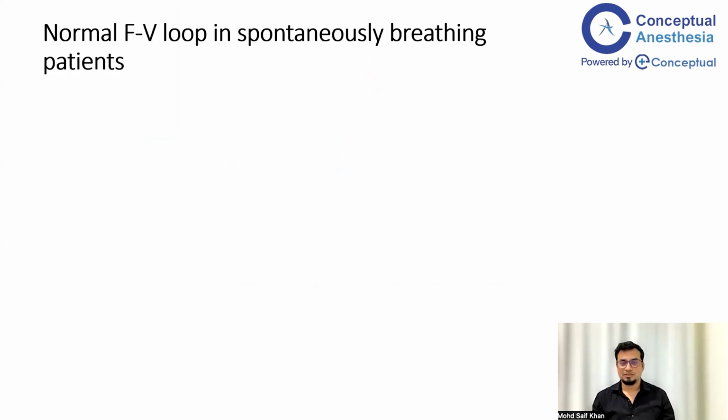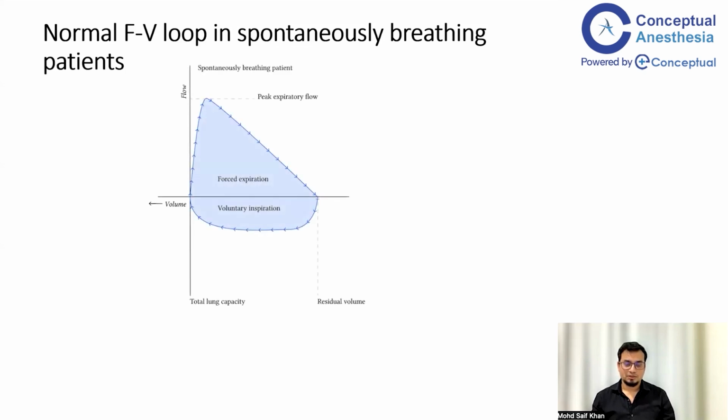Now let's start with the basics. What does a normal flow volume loop in a spontaneously breathing patient look like? How will you draw a flow volume loop? This is more important, because in the exam the examiners may ask you to draw an F.V loop. So this is your loop. First you have to draw the y-axis, then the x-axis.